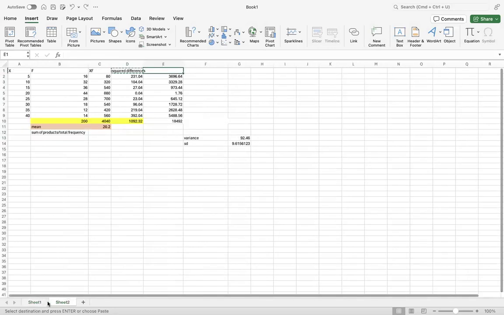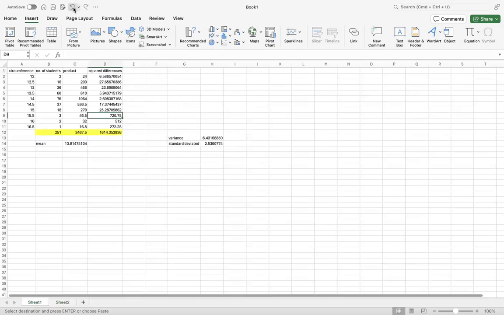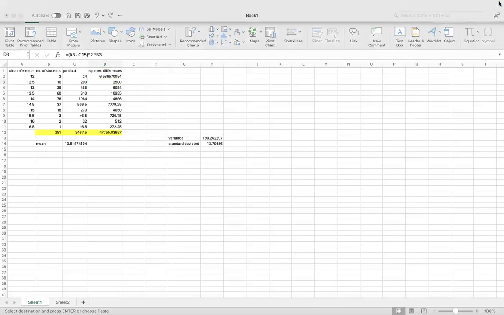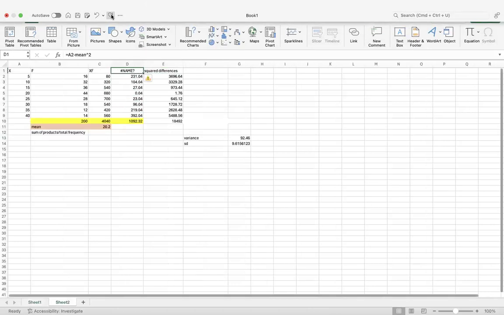And then standard deviation. What is the standard deviation formula? It's nothing but the square root of variance. How do you get the square root of variance? It is the under root of whatever variance you will get. You just do the under root of it.